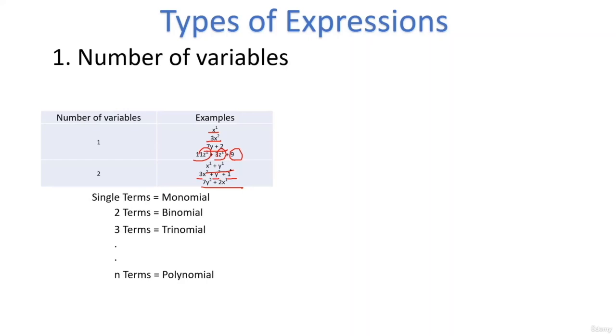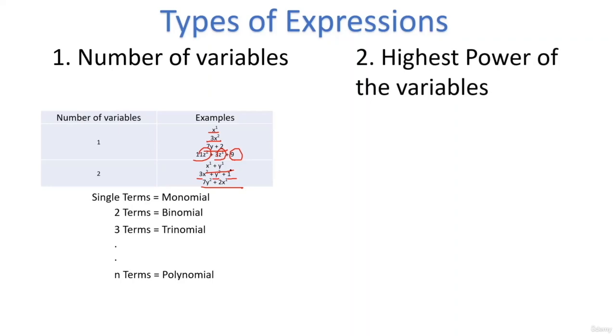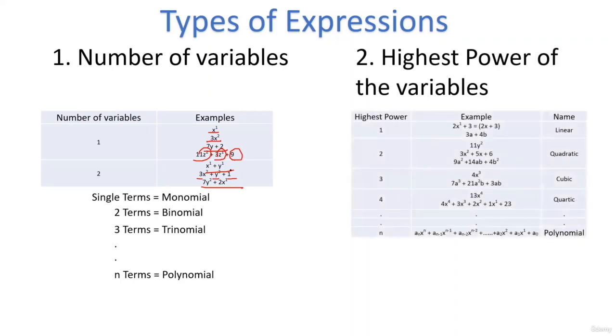We'll also understand one more way of viewing polynomials. The second way of looking at expressions is the highest power of their variables. If a polynomial has exactly 1 as the highest power of the variable, it is a linear expression. We'll study linear equations in detail in this lecture. If the highest power is 2, it's a quadratic expression, like 11y square, 3x square plus 5x plus 6, 9a square plus 14ab plus 4b square. All the expressions given here have their highest power of the variables as 2, because of 7a square, 3x square, 4b square. So these are called quadratic expressions.